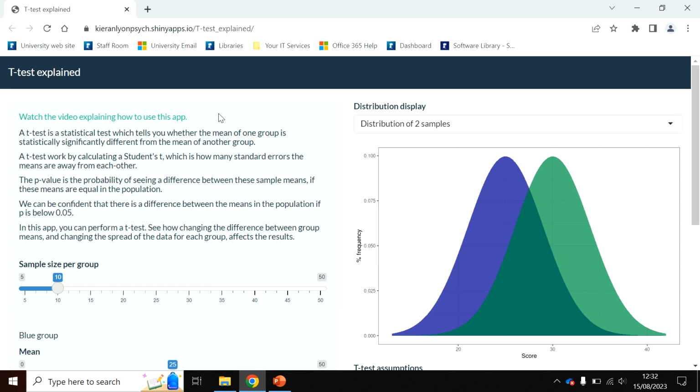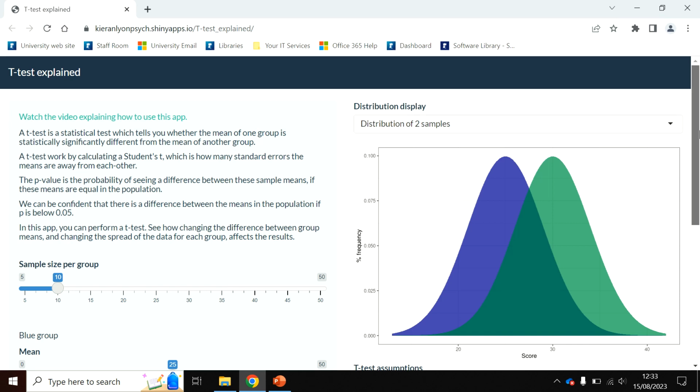What I'm going to do is talk about a statistical test called a T-Test, which tells you if the average of one group is different from the average of another. For example, if we were performing an experiment to find out whether a medication worked, if the average of the people who took the medication in terms of their symptoms was lower than the average of the people who hadn't.